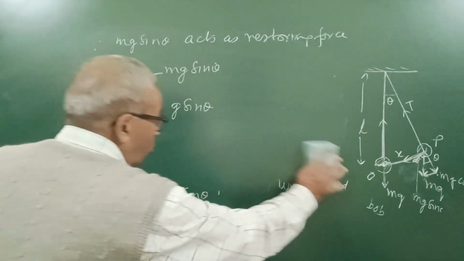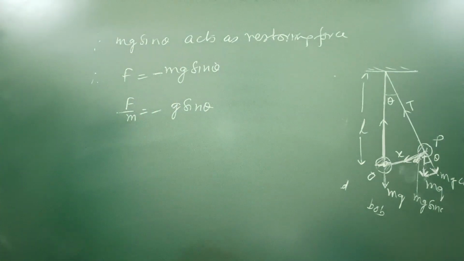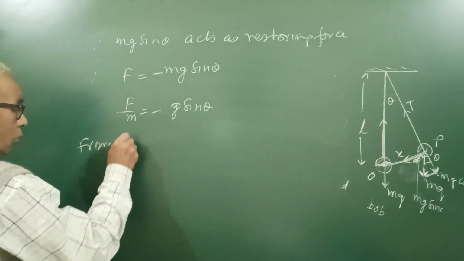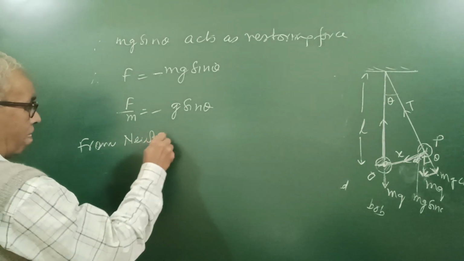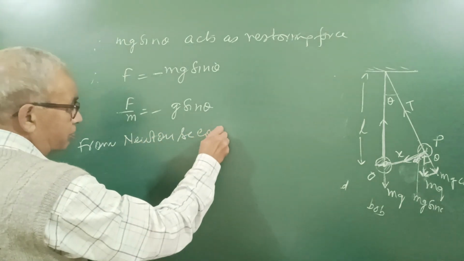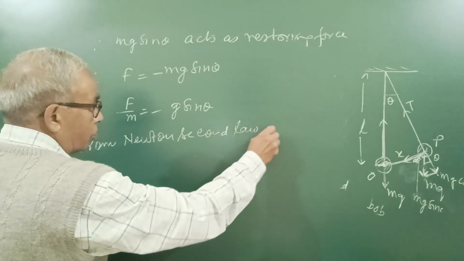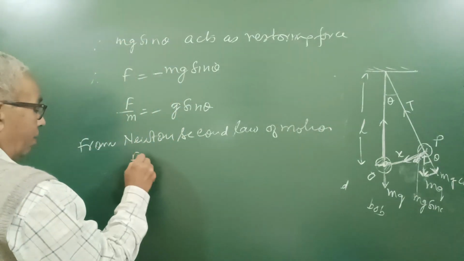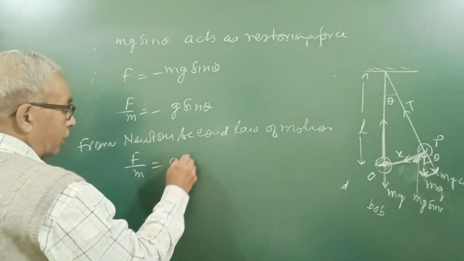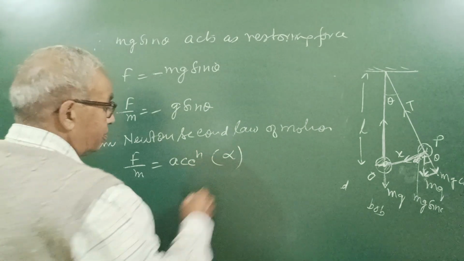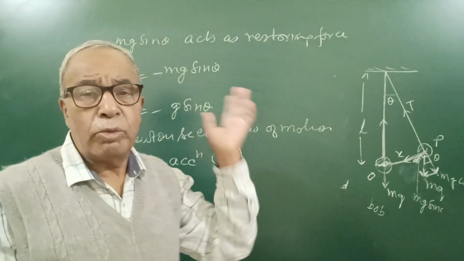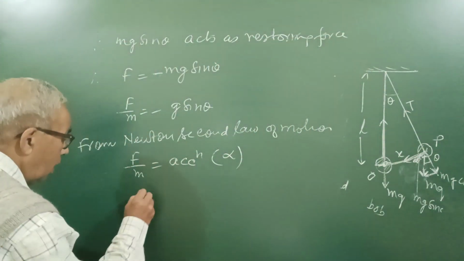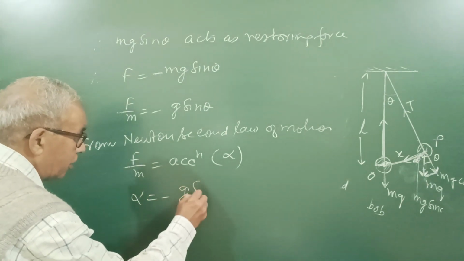From Newton's second law of motion, F by m is equal to acceleration. Let it be alpha. I don't write A because I have used A as amplitude here. So alpha equal to minus g sin theta.